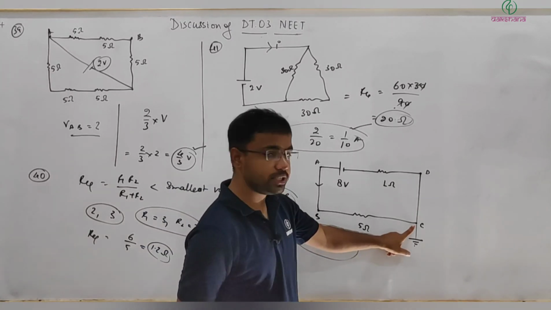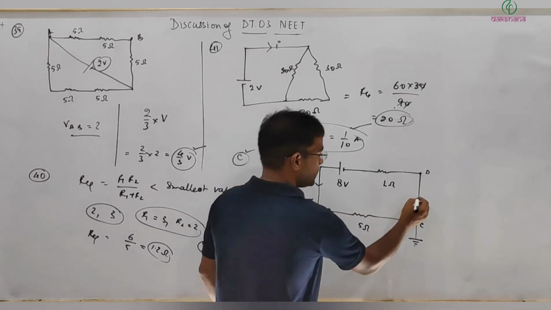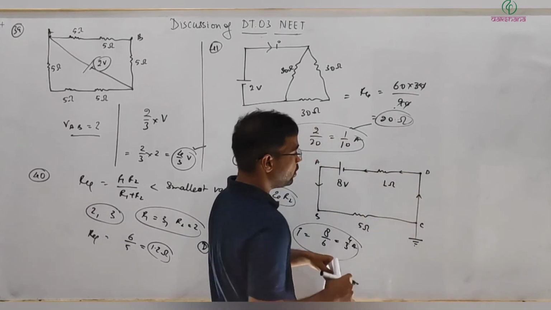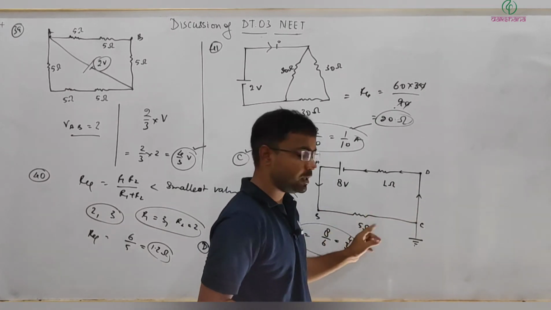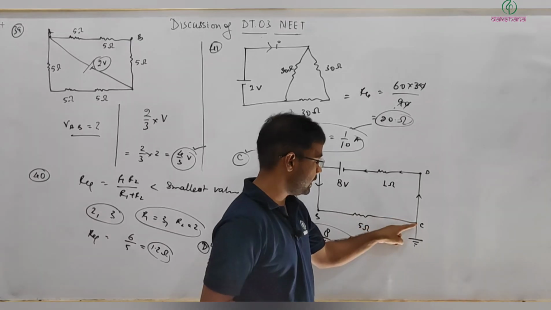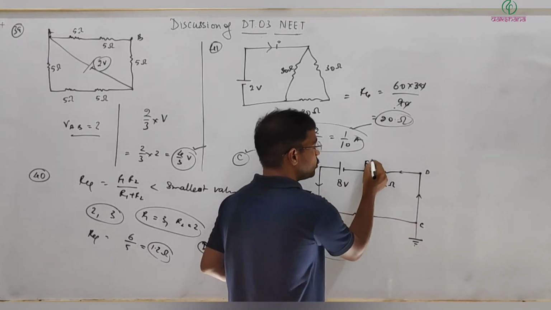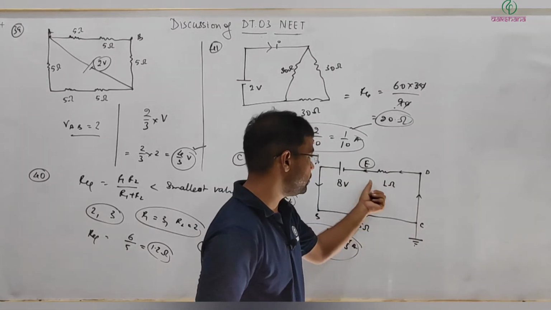And the potential here is 0, and here also 0 potential. You can see the current is going this way, and current flows in the direction of decreasing potential, so the potential here should be higher, and that is 0. So this is point E, so the potential of point E should be less than 0.